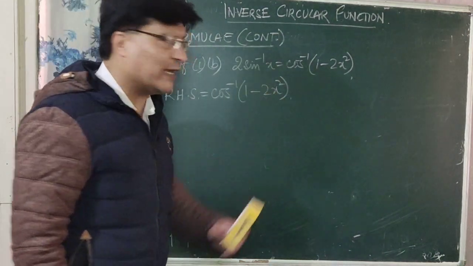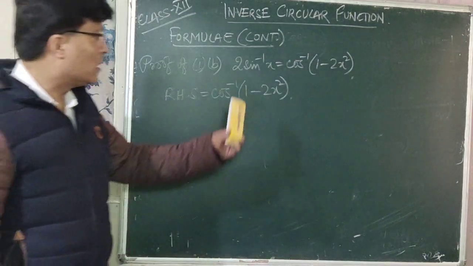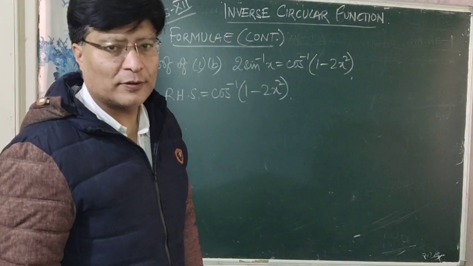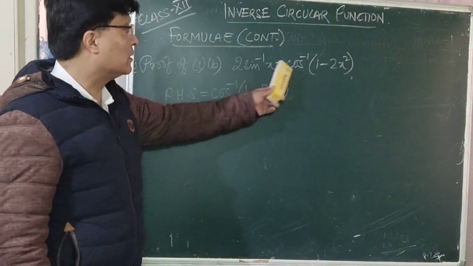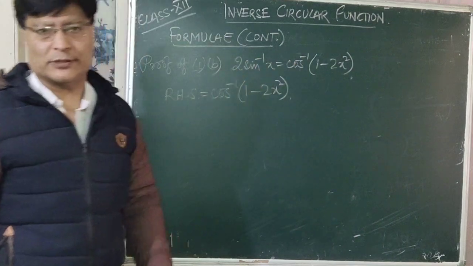So what should you put for x here? You have to prove this right hand side is equal to 2 sin inverse x.